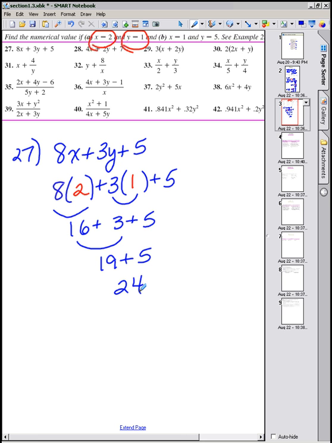Let's look at number 37, for instance. That is 2y squared plus 5x.